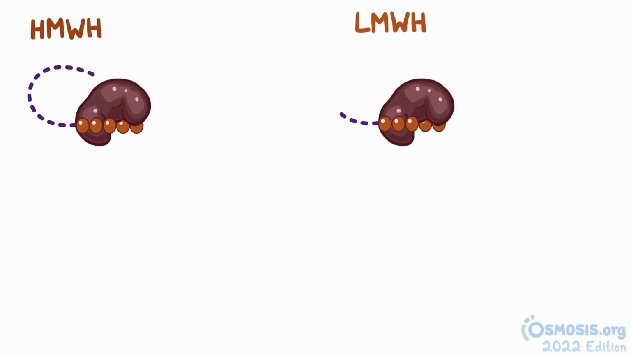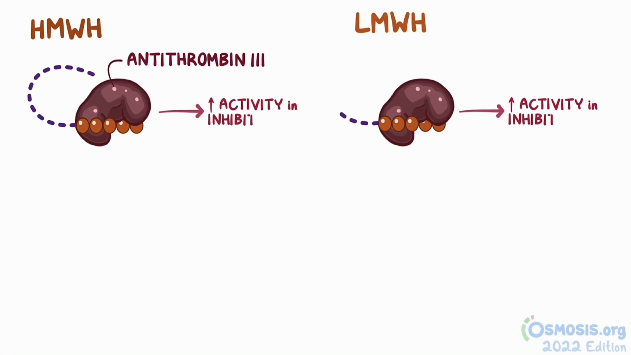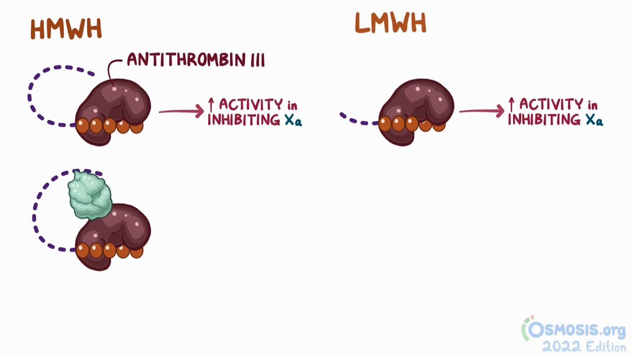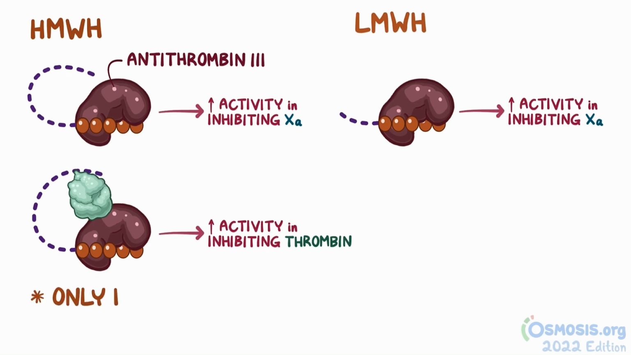Both high and low molecular weight heparins can bind to the antithrombin 3 via the pentasaccharide region to increase its activity in inhibiting factor 10A. However, in order to increase antithrombin 3's activity against thrombin, the thrombin needs to bind to the long tail of the heparin, meaning only high molecular weight heparin has an effect on thrombin.